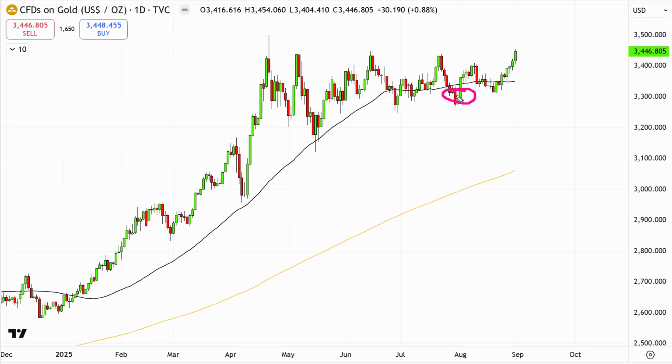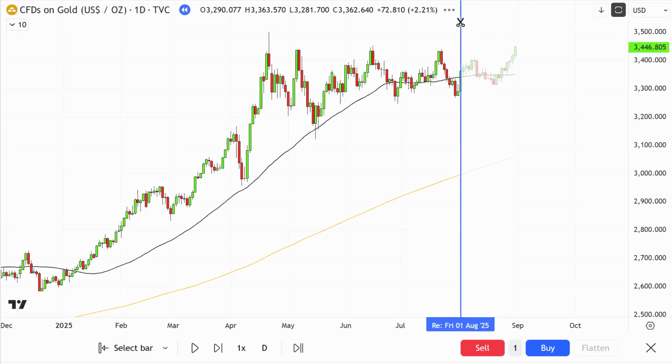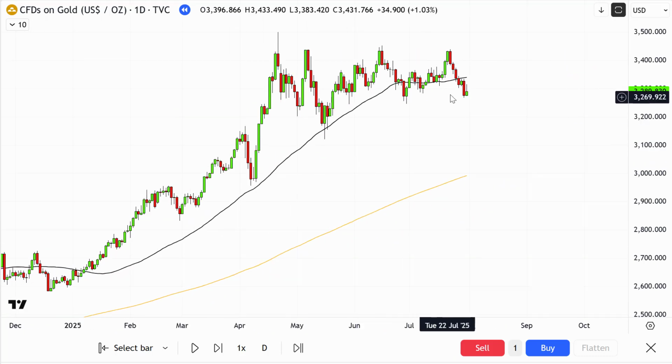But of course, at that point in time, if I actually take this into real time, so if I put it into replay mode, down there, yes, it was giving some buy signals at that stage. Some of our members were getting in around then. But of course, the context of the market at that stage was that gold had been chopping sideways for 2 or 3 months already at that stage.